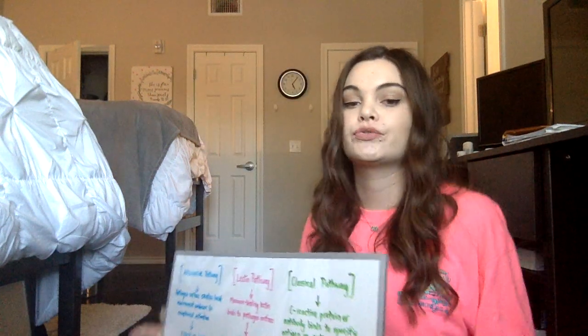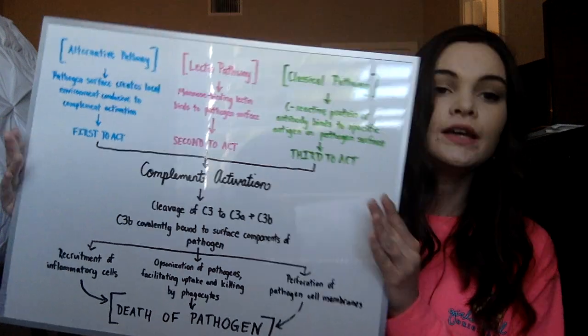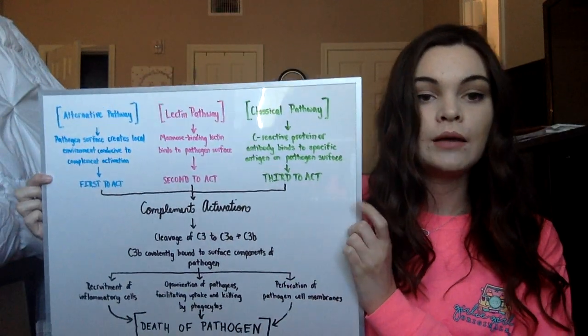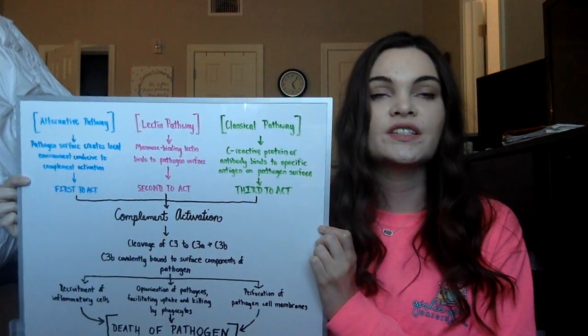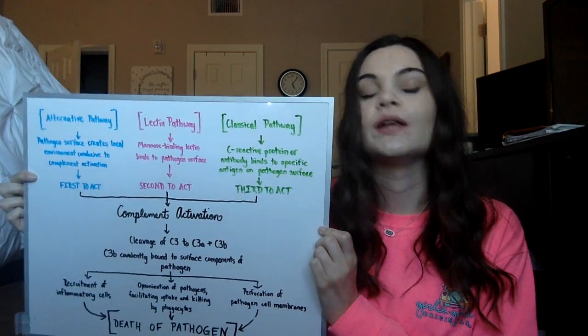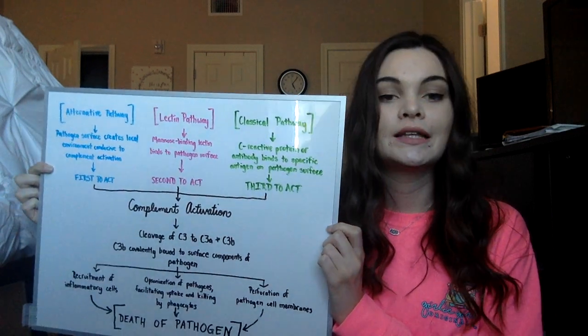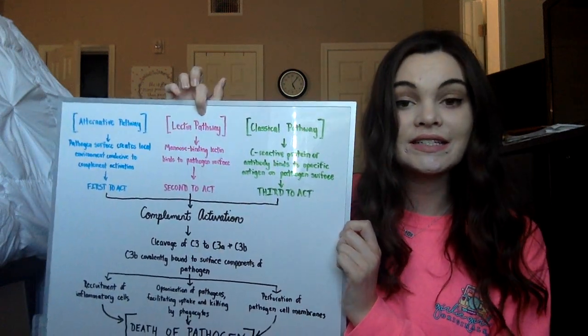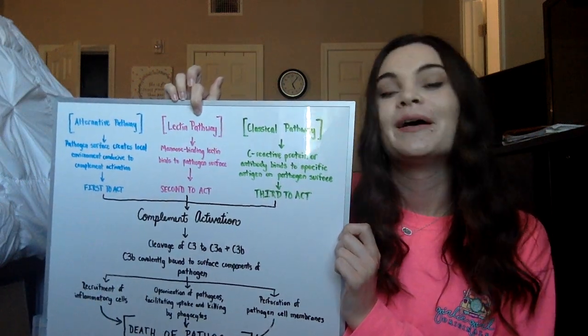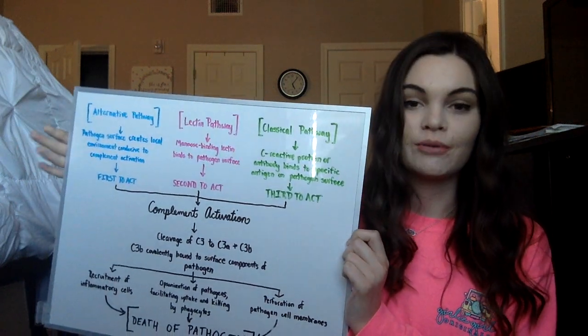Now, there are three arms of complement activation: the alternative pathway, the lectin pathway, and the classical pathway. To illustrate these, I drew this out right here. Your alternative pathway is the most common and is the first that acts naturally. This is when the pathogen surface creates an environment in which complement can just naturally occur. The second is the lectin pathway, and this involves mannose-binding lectin. Basically, that is when mannose-binding lectin binds to a pathogen surface and induces complement activation.